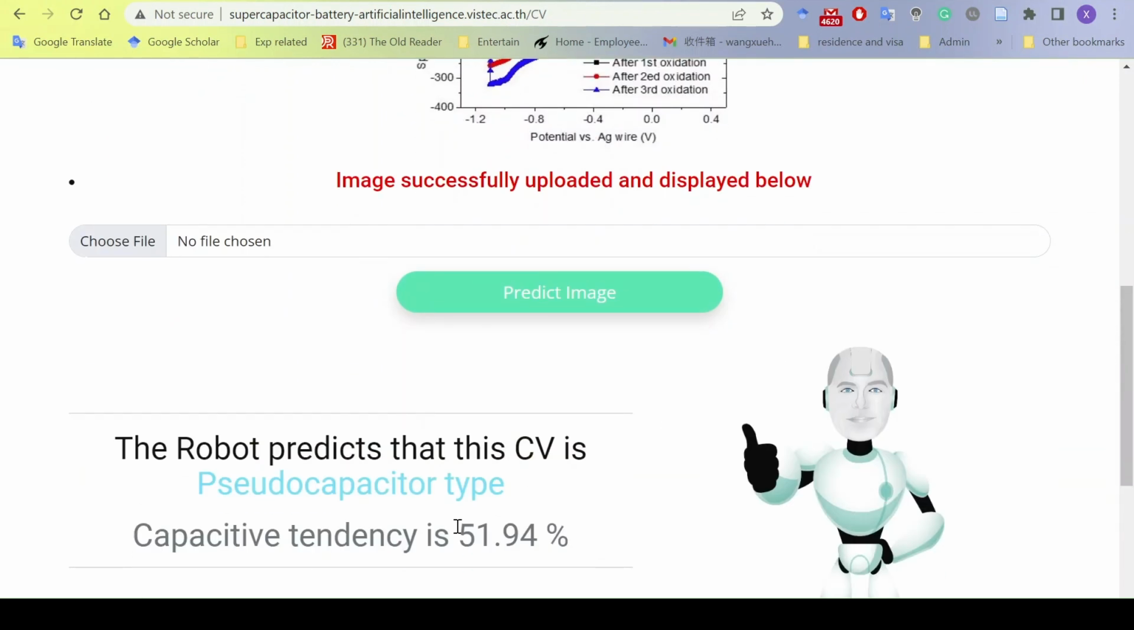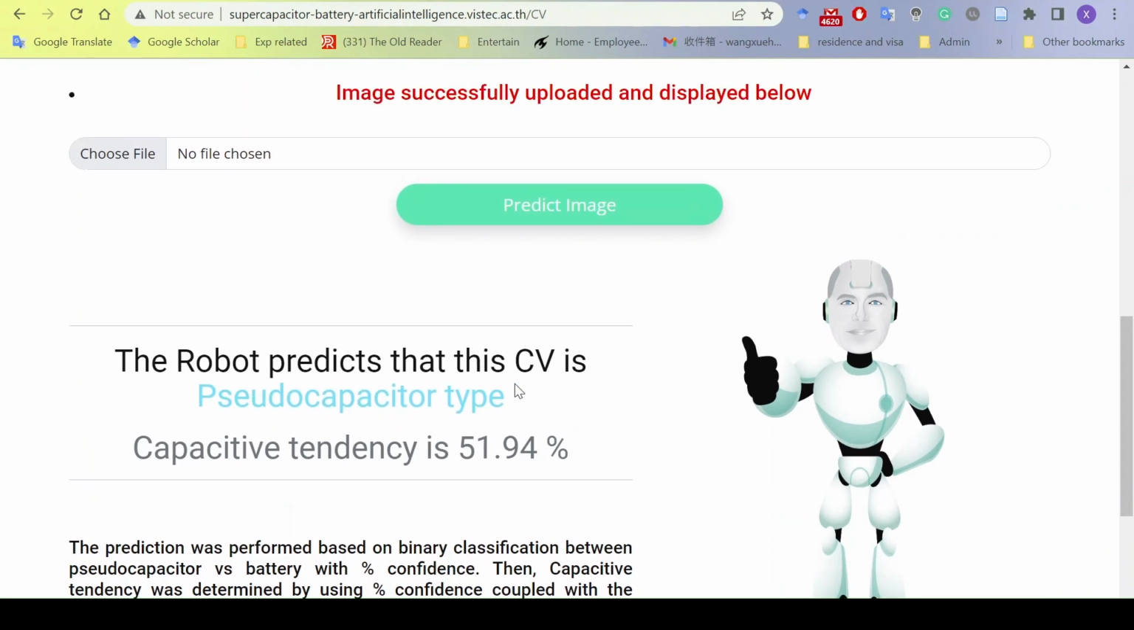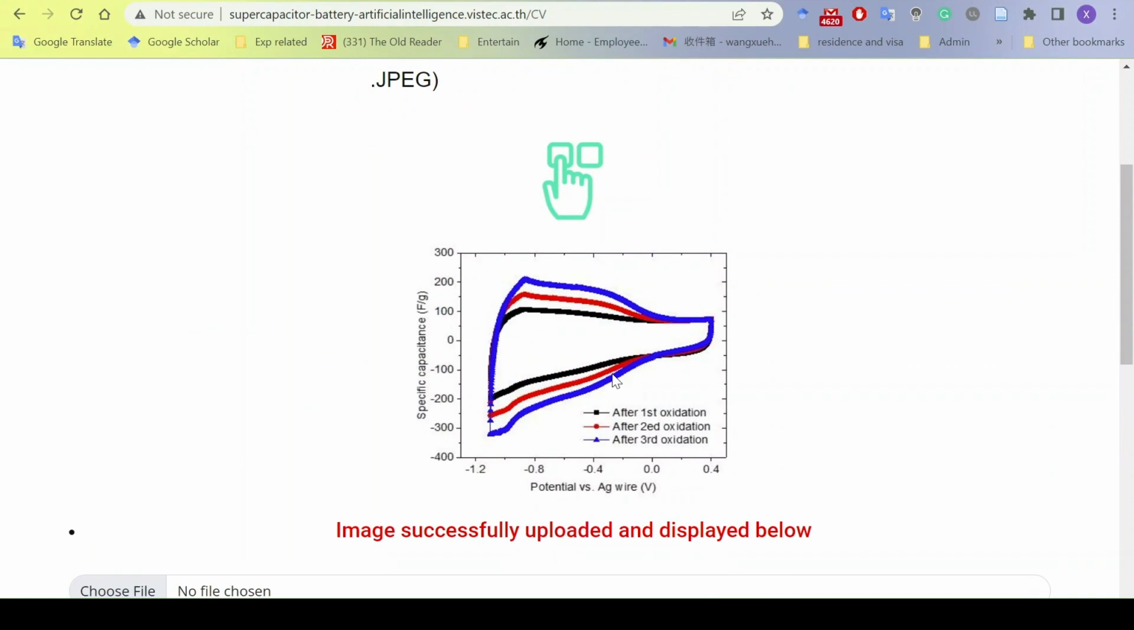Its prediction is that the type is pseudocapacitor and the capacitive tendency is about 50%. Here it explains what the capacitive tendency means. It is based on the binary classification between pseudocapacitor versus battery with a percentage of confidence. If it is predicted as 51%, it means it is really not very confident with the prediction that it offered. But anyway, its answer is pseudocapacitor type, which is pretty correct for this CV.